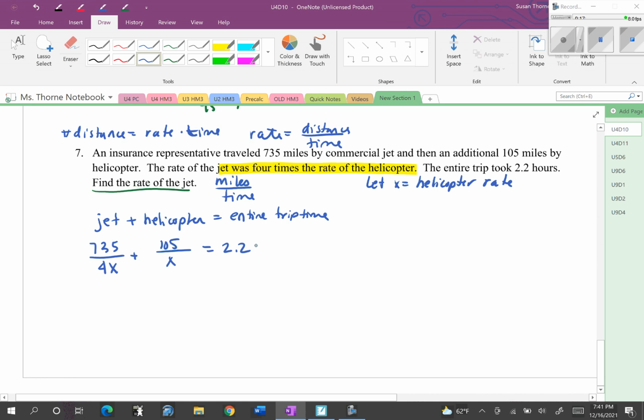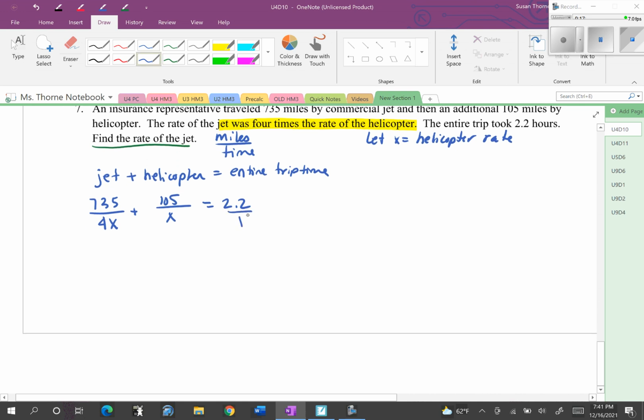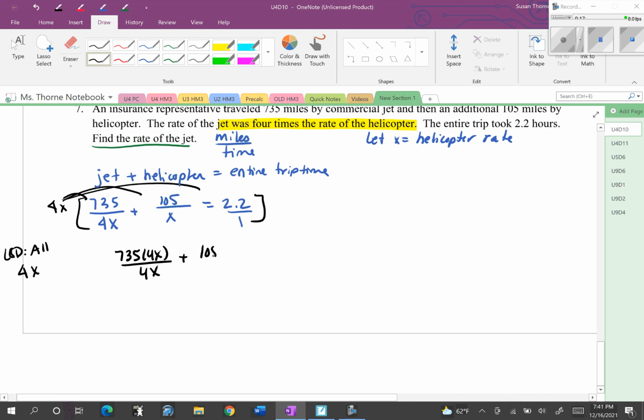So you can get one fraction equals one fraction, or you can find the LCD of all the denominators to get rid of them. I'm going to do the LCD of all the denominators, which would just be 4x. So I'm going to multiply all the numerators by 4x. So we get 735 times 4x over 4x plus 105 times 4x over x equals 2.2 times 4x over 1. So notice that your 4x's cancel out here, the x's cancel out here.